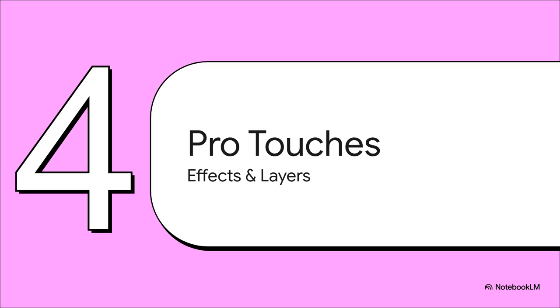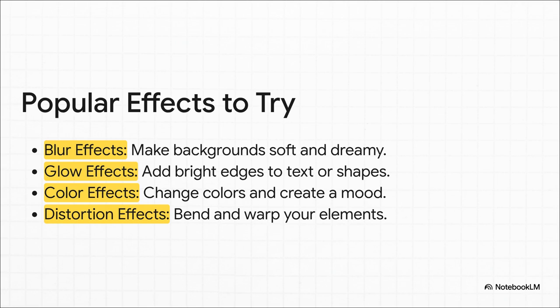So now let's level up just a little bit and look at 2 features that add that professional polish: effects and layers. Think of the effects library as your personal spice rack. You can add just a little something to make everything better. Want to make your main subject pop? Add a little blur to the background. Want your title to look like it's glowing? There's an effect for that. You can even completely change the colors to create a certain vibe. Just play around with them. You'll be amazed at what you can do.